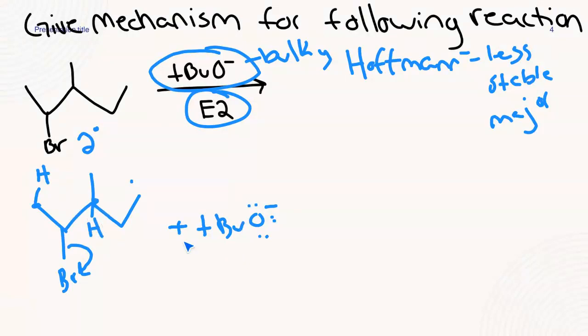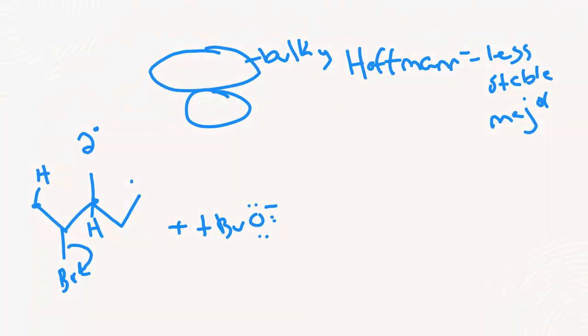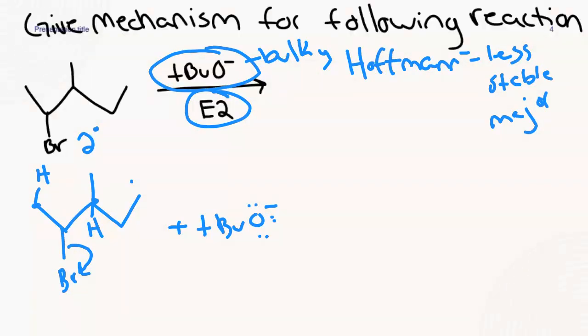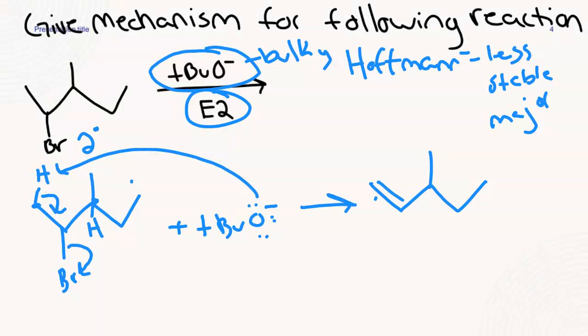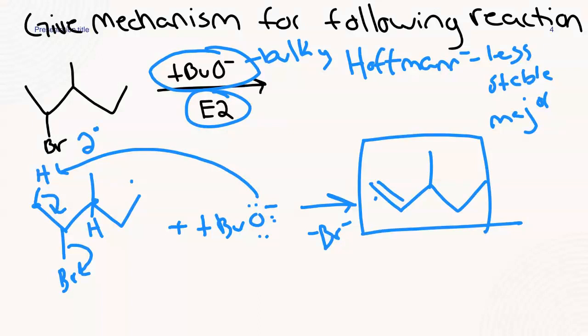This is going to be steric. So because I have a bulky base, it's going to come and take this hydrogen instead. That CH bond is going to break, and those bonding electrons will go to form a double bond there. That is my product. And that's the entire mechanism.